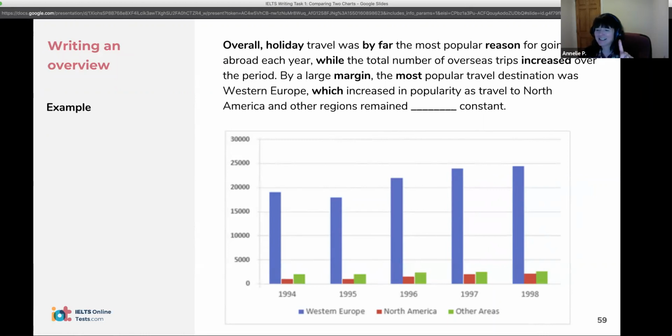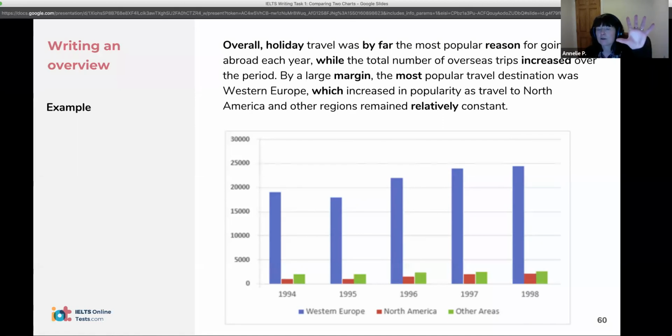Relatively constant, yeah, and virtually as well, that's quite nice. So again, adding in these adverbs gives you a higher score with the vocabulary. This is where you get your extra points in the vocabulary. Okay, so relatively constant.